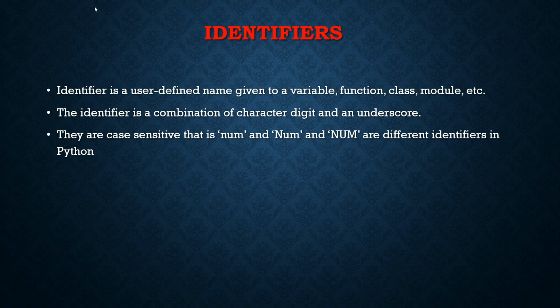And the rules of identifiers: we cannot use any special characters except underscore, and we cannot start with numeric values. A combination of alphabets and numbers is allowed, and keywords are not allowed as identifiers.